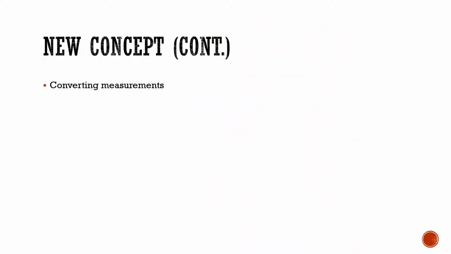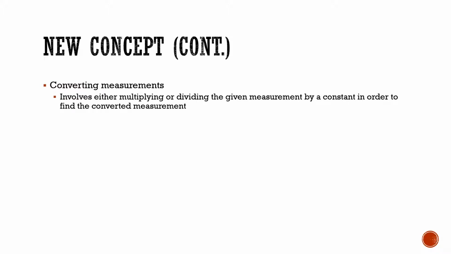So now we're going to look at how to convert measurements. We did this in science a little bit, so you've done a little bit of practice with this. So we're either going to multiply or divide the given measurement by a constant in order to find the converted measurement. And the constant is going to be how many of those smaller units are in the next size up. If we move from a larger unit to a smaller unit, like feet to inches or yards to feet, then we're going to multiply because it takes more of the smaller unit than the bigger unit to measure the same size object.